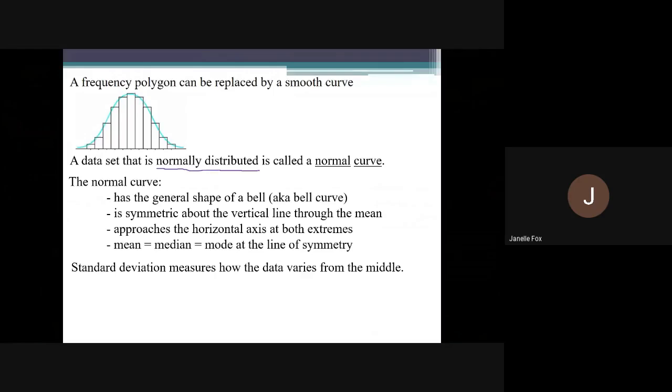So the total area under a normal curve, now I know this seems really weird, actually involves a little bit of calculus. Who knew, but it does.